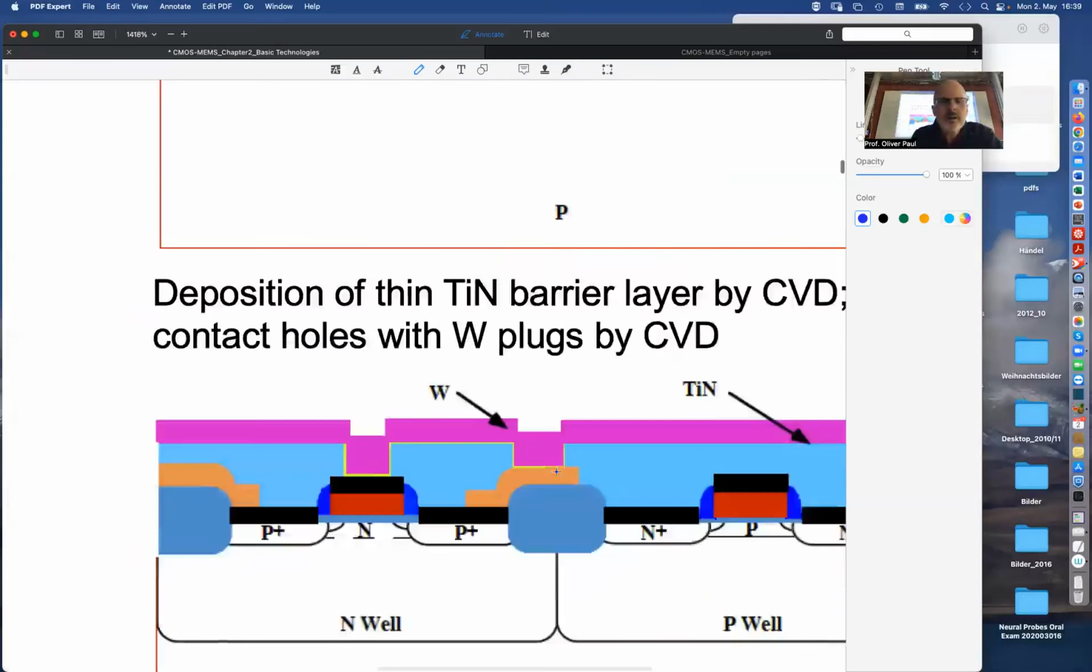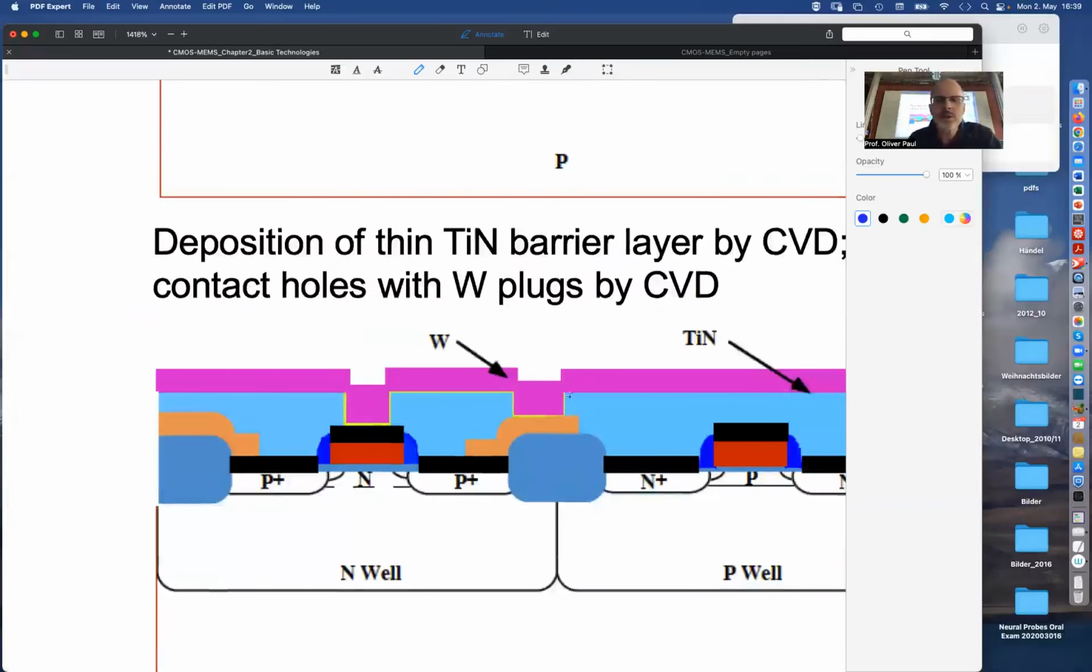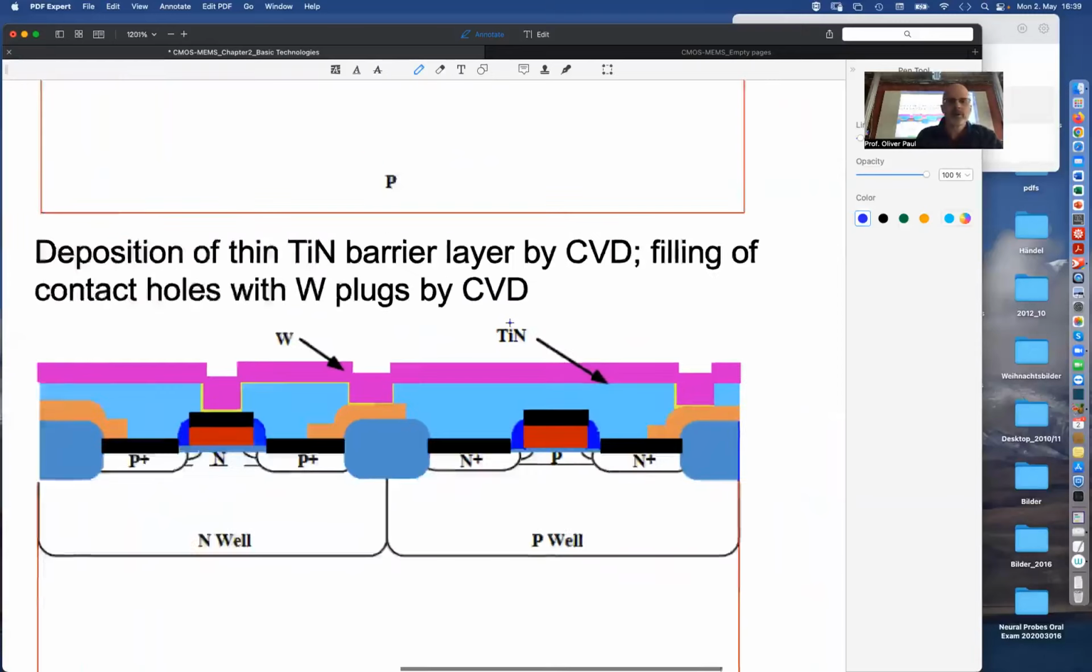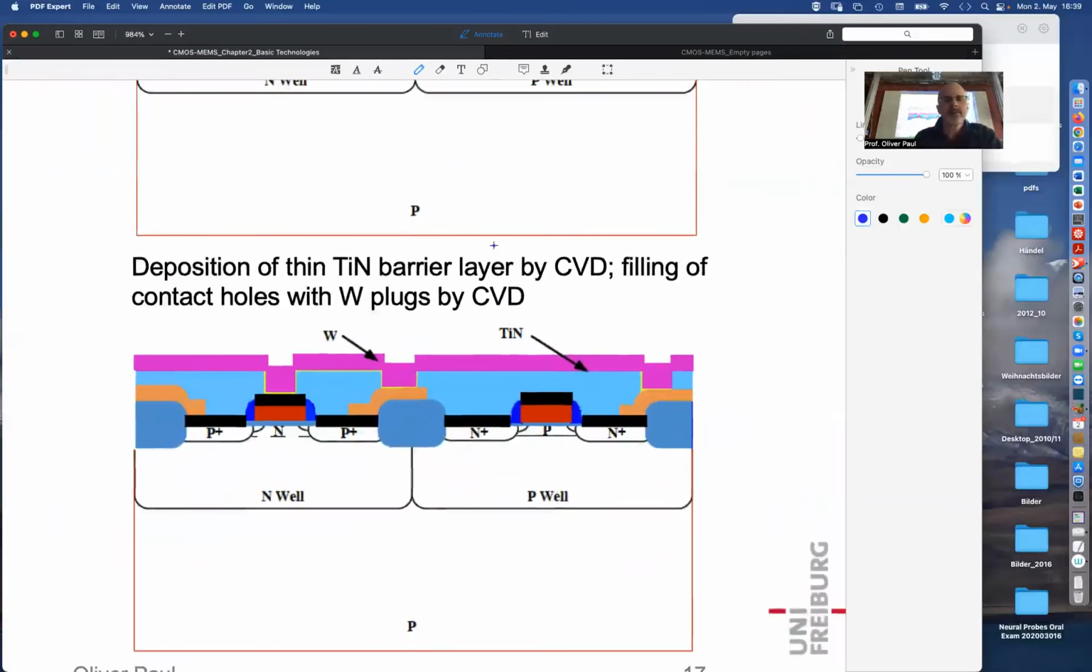Can we see that here? Well, some yellowish structure is visible at some location. Not everywhere. It's kind of a subcritical drawing. And that is an adhesion layer, actually. It's a barrier layer, but it's also an adhesion layer. And then tungsten sticks well to the titanium nitride, and it is deposited not totally conformally, but it fills those holes.